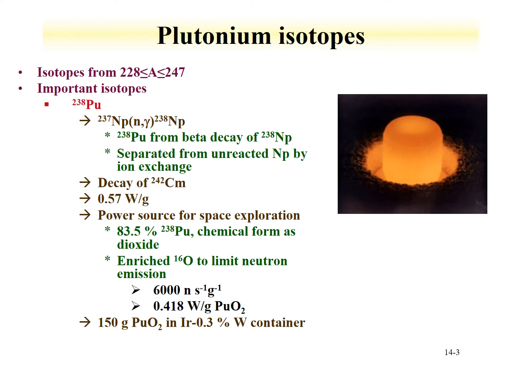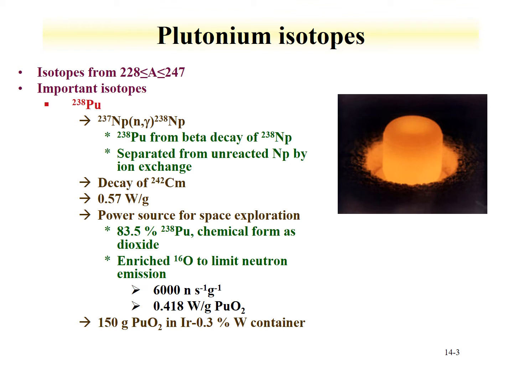This isotope, since it's a relatively short-lived alpha emitter, has a lot of energy associated with it, about half a watt per gram. So this is used as a power source for space exploration. You can make plutonium-238 oxides with up to around 84% plutonium-238, so that you can have some plutonium-239 in there. As this oxide form, they actually enrich the oxygen in oxygen-16 to limit neutron production.